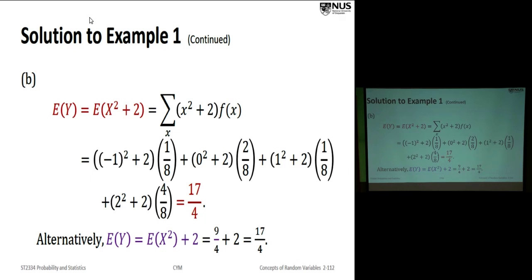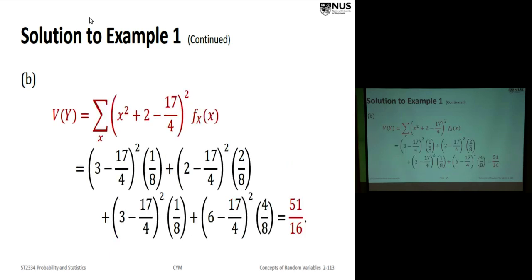So the answer is 17 over 4. Okay, if you want, although we have not shown this, so this is skipping ahead, we are going to establish this property that it so happens that the expectation of y is the expectation of x squared plus 2. The expectation of x squared, we computed it, was 9 over 4. So the answer is 9 over 4 plus 2. This is much faster because we had already done the work, but we have not established this identity, which we will do later on.